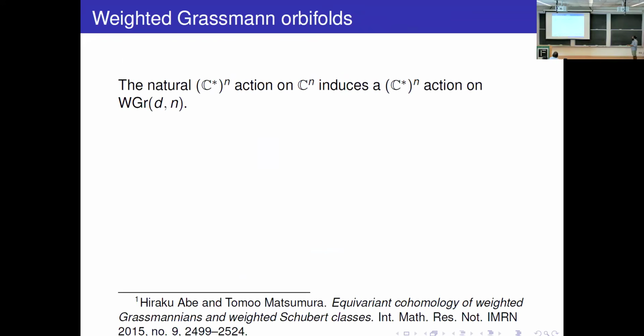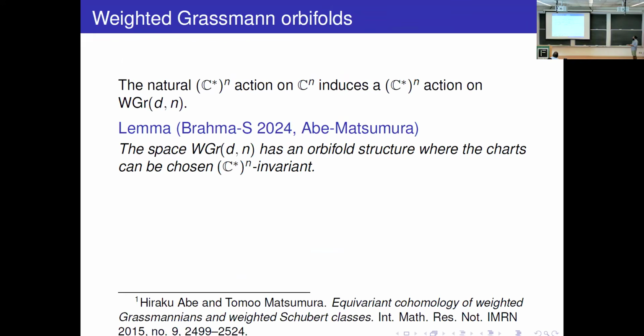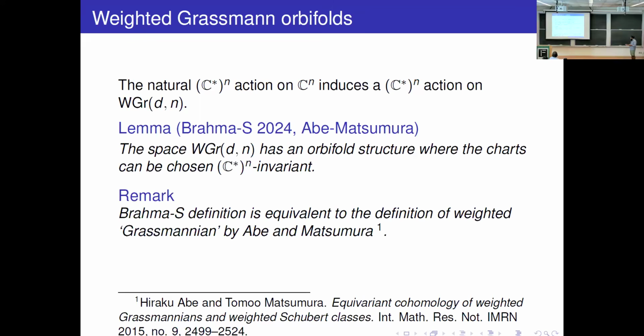With respect to this action, we will see what is happening. We can prove that we have some orbifold structure, and the orbifold open charts can be chosen torus invariant. So rationally it is similar to the Grassmann manifold. Okay, so what about some other properties?